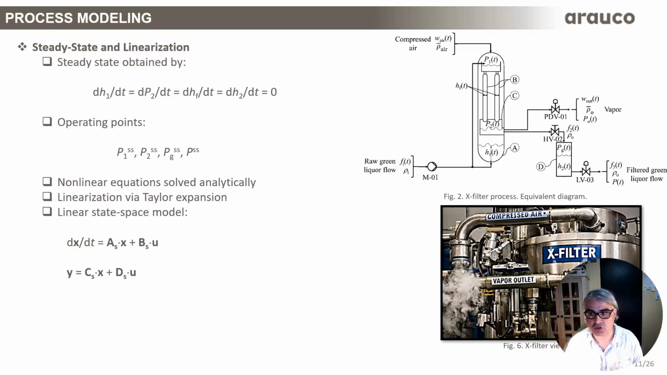To enable controller design, the nonlinear model is linearized around the steady state operating point, because we are using classical control theory, which is based on linear models. These points are obtained by enforcing equilibrium conditions on the state derivatives. So we just zero those derivatives. A Taylor series expansion yields a linear state space model that preserves the multivariable coupling of the original system, as you can see in the state dynamical equation here.